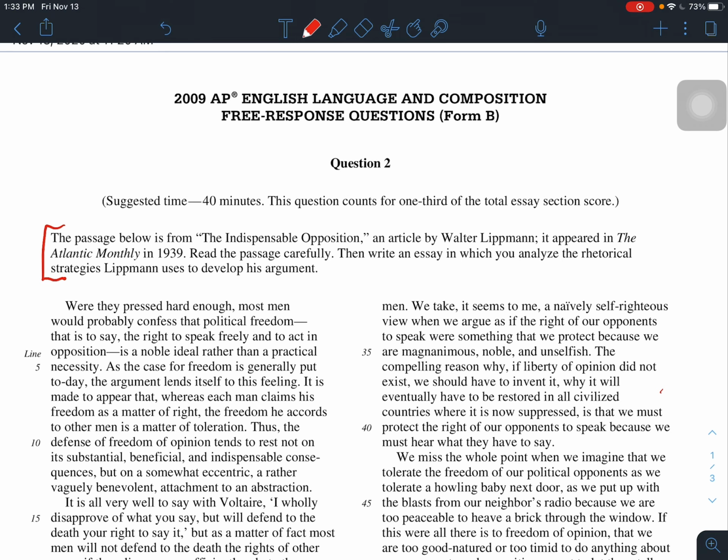The passage below is from The Indispensable Opposition, an article by Walter Lippmann. It appeared in the Atlantic Monthly in 1939. Read the passage carefully, then write an essay in which you analyze the rhetorical strategies Lippmann uses to develop his argument. This is a bit unique because usually they give us a little bit more information. They might have told us who Walter Lippmann was, told us a little bit about the Atlantic Monthly, or given us some reason that it was written in 1939.